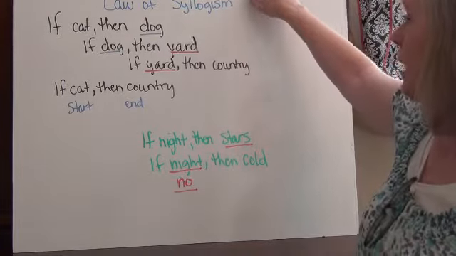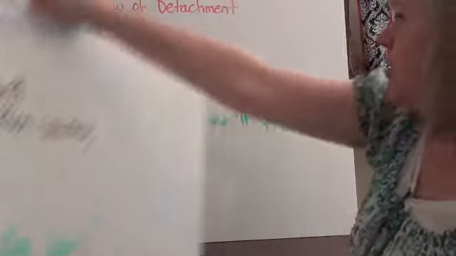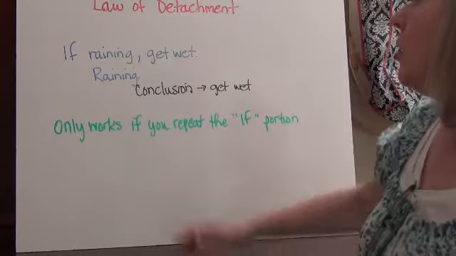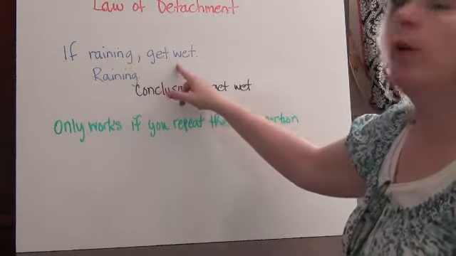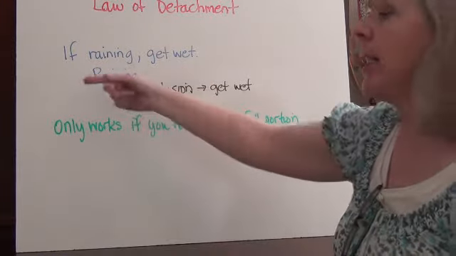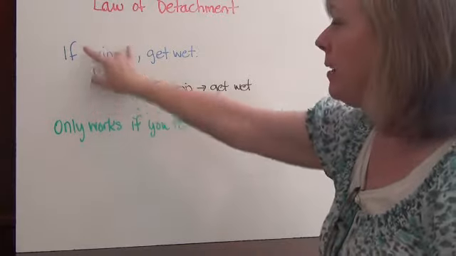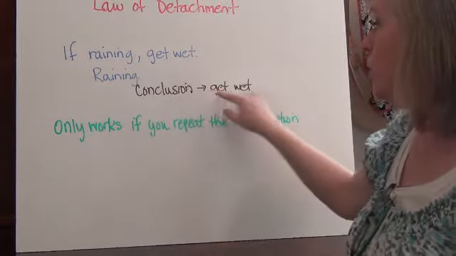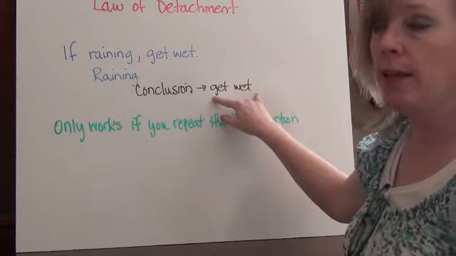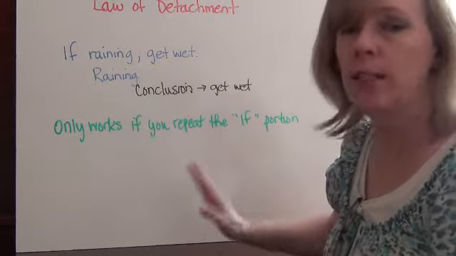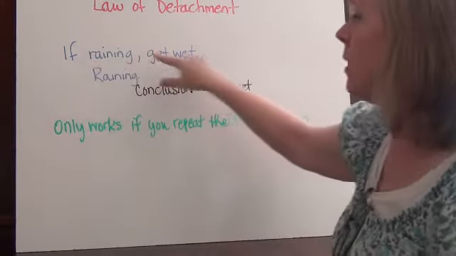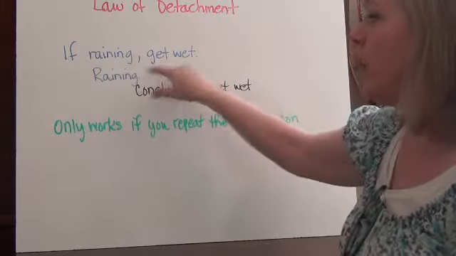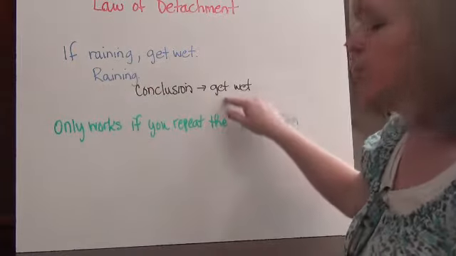Okay? And the last law that we did was called the law of detachment. In the law of detachment, you're given a statement. If it is raining, you will get wet. Okay? And then I say, it is raining. If I repeat the hypothesis, then the conclusion must be true. You will get wet. Okay? I don't want to hear, oh, but I have an umbrella. Doesn't matter. If this is true, then you conclude that this is true. Okay? If it's raining, you will get wet. It's raining. You must conclude that you will get wet.